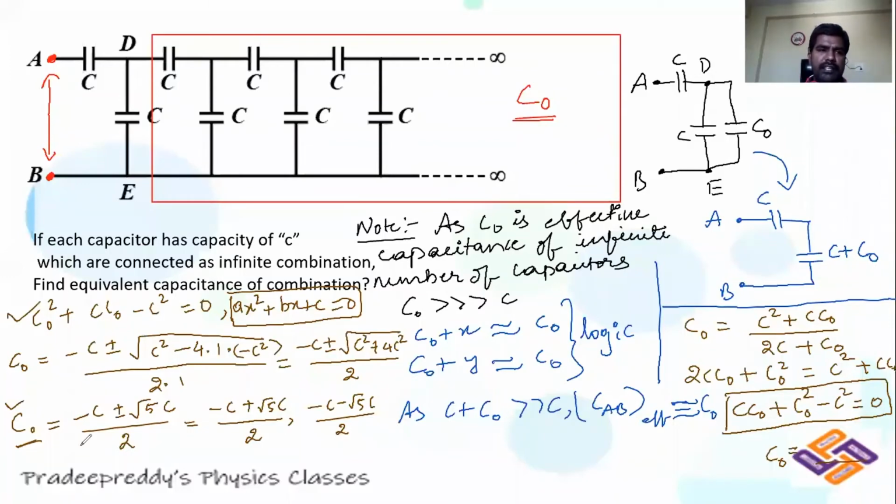So for C naught you can add any value, like X or Y, and definitely you will be getting the nearest approximate value which is equal to C naught. So the final answer will be equal to C naught, and that C naught can be (-1 plus root 5) into C divided by 2. This is the approximate answer for the effective capacitance of the infinite number of capacitors connected in this problem.